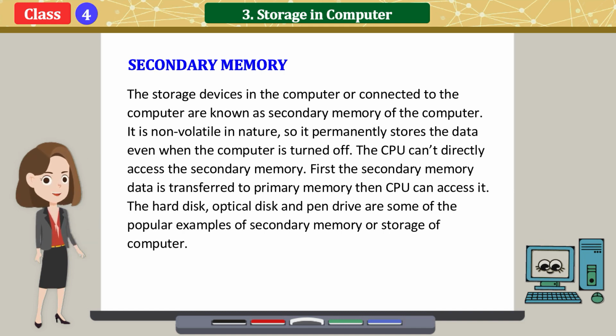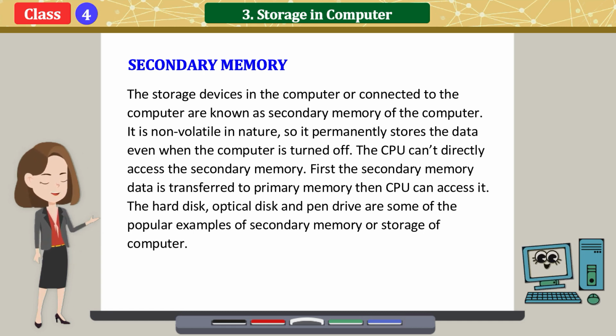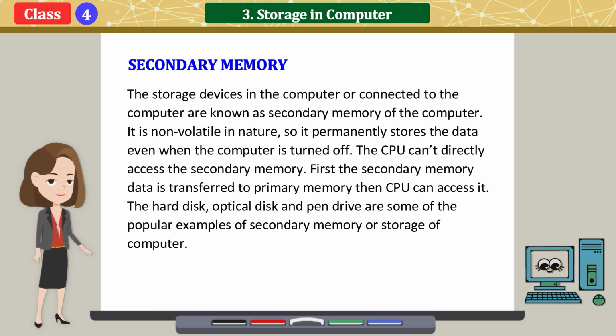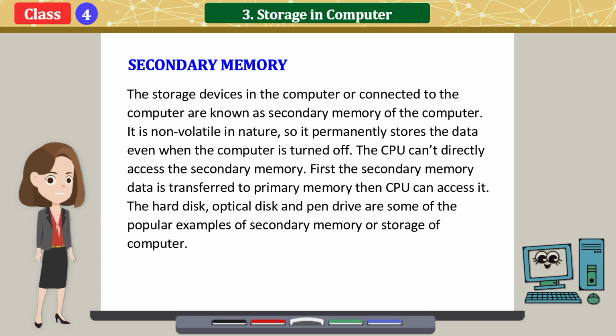The storage devices in the computer or connected to the computer are known as secondary memory of the computer. It is non-volatile in nature, so it permanently stores the data even when the computer is turned off. The CPU can't directly access the secondary memory. First, the secondary memory data is transferred to primary memory, then the CPU can access it. The hard disk, optical disk and pen drive are some of the popular examples of secondary memory or storage of computer.